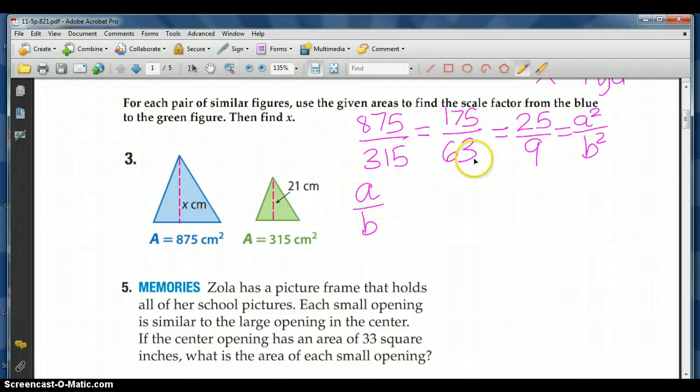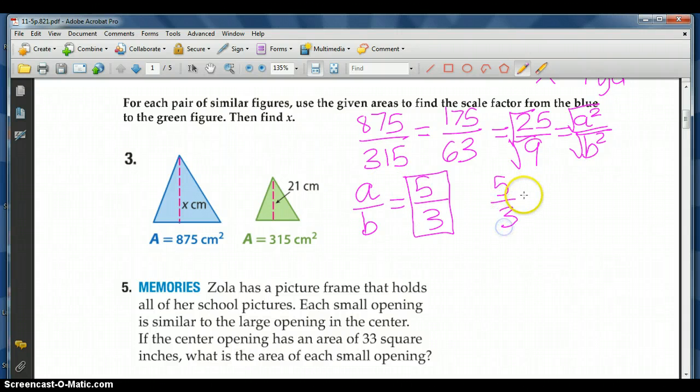So to find your A to B ratio, you have to take the square root of your A squared to B squared ratio. So that would be equal to square root of 25 and square root of 9. So the scale factor of the blue to the green is 5 to 3. Then we want to find x. So to find this length, we use the scale factor, blue to green, blue to green. So notice that I put those in the same corresponding order.